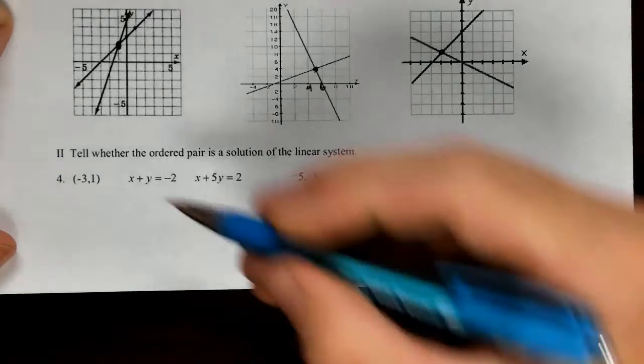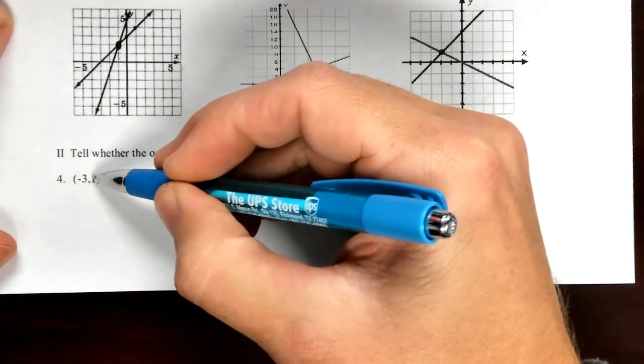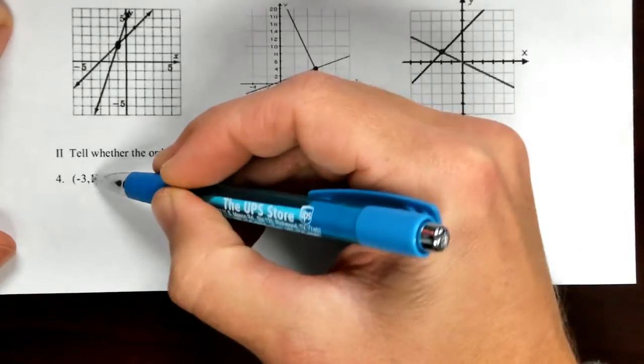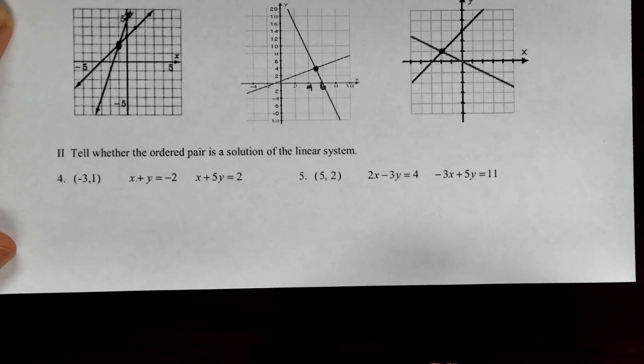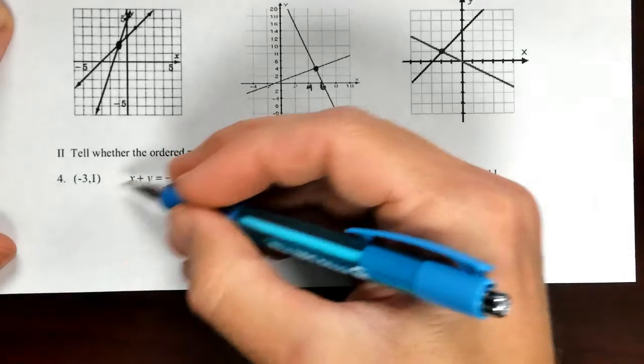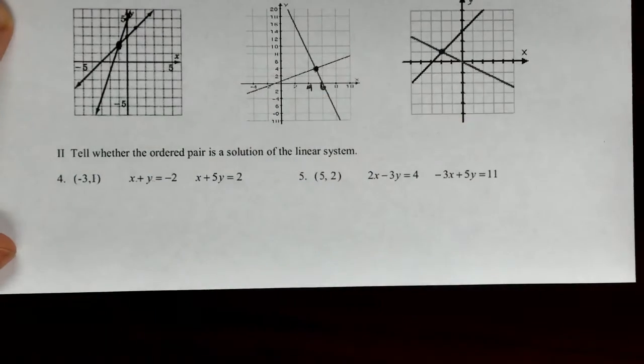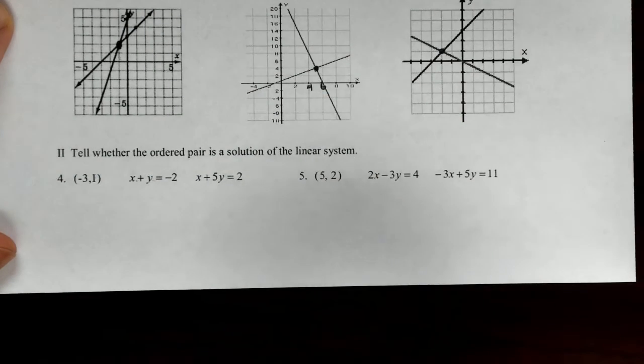The second option is to plug and chug, right? So if I plug in -1 in place of x and 3 in place of y, is the equation true? If it is true, then it's a solution. But it has to be true for both equations. Okay, so I'll show you both of those ways.